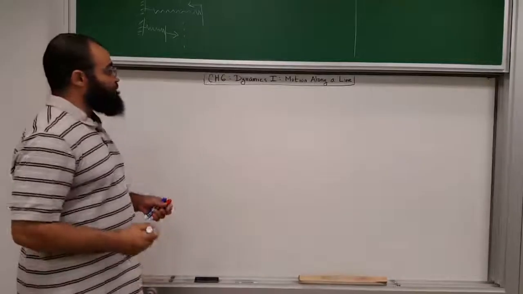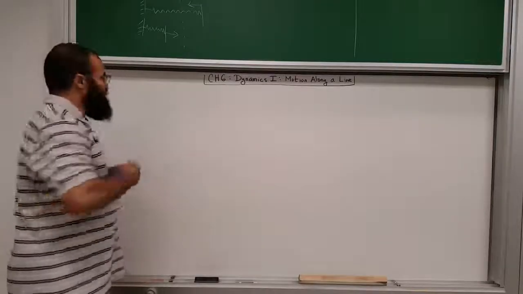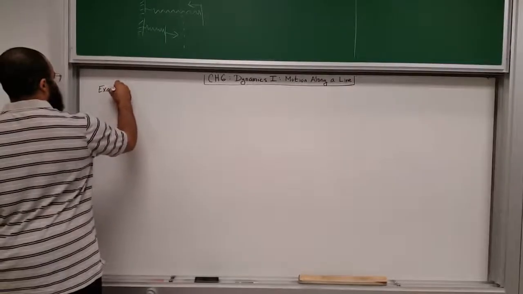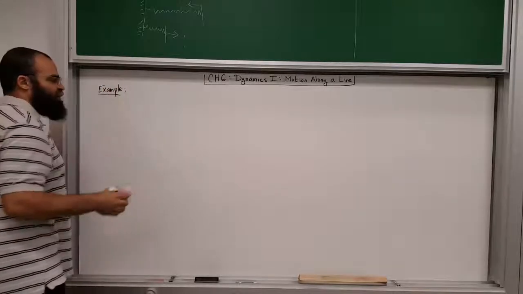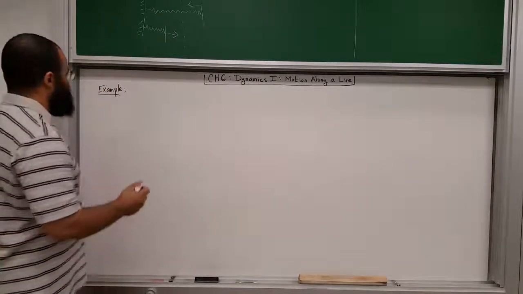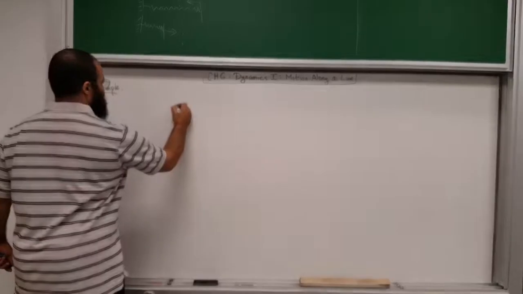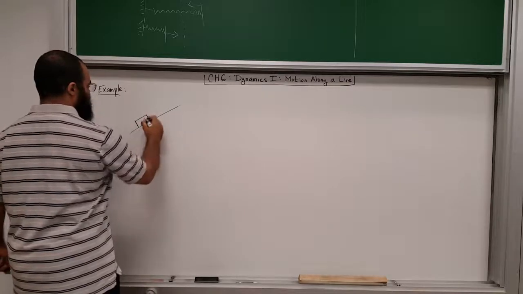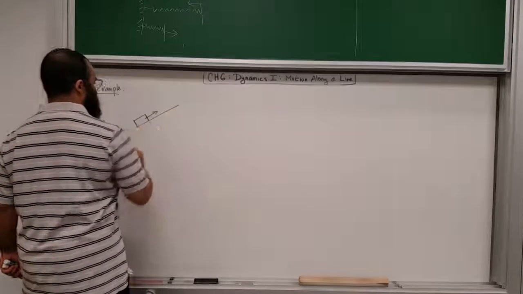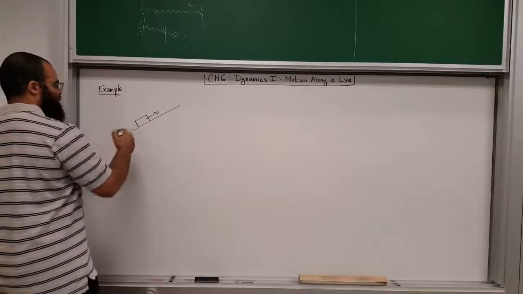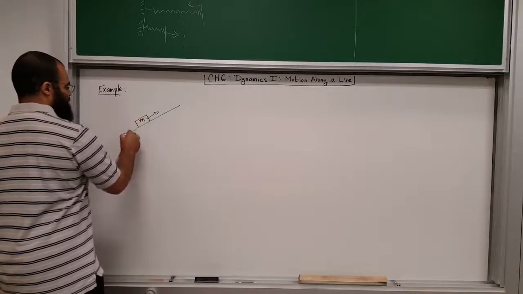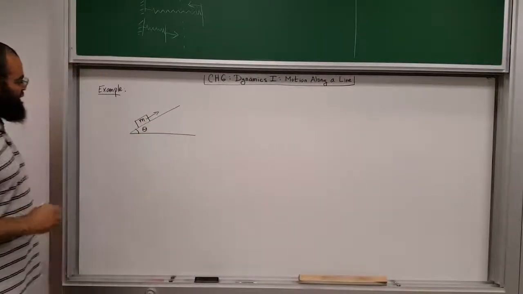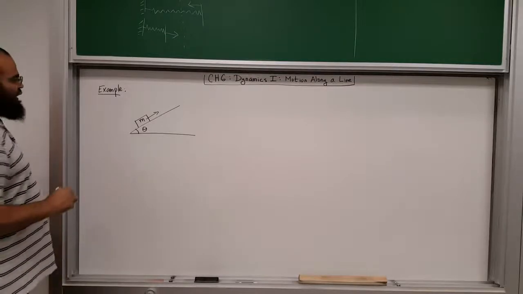So let's just start with it. Let's say you have a car, for example. We're going to basically put all the forces together and just apply Newton's laws. So here is a car, and the car is being towed along a ramp, and it's being pulled this way. The car has a mass m, and let's say the ramp is at angle theta.